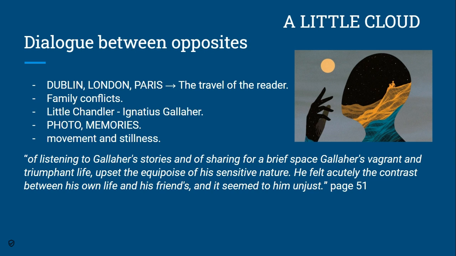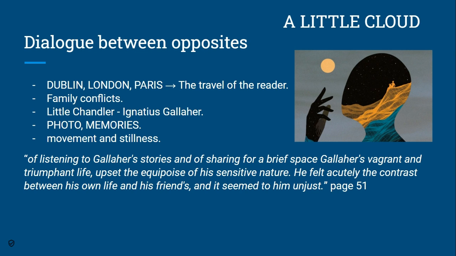And this travel is represented, let's say, by Ignatius Gallagher, because he's the one that has been traveling, and he is the huge one. But then Little Chandler is a man that has his family, and feels himself very still, without movement, with the routine, and he also finds a lot of family conflicts.